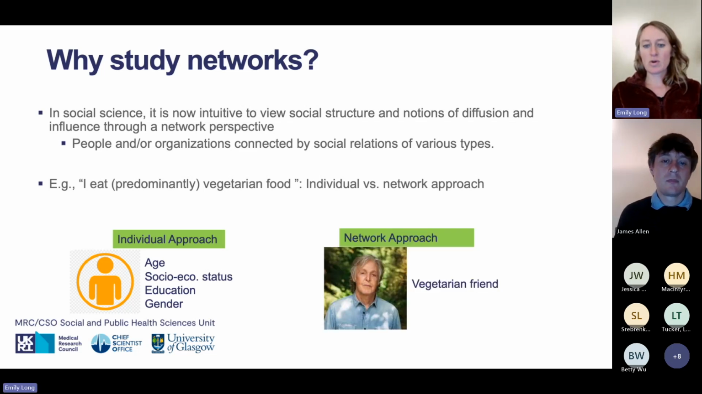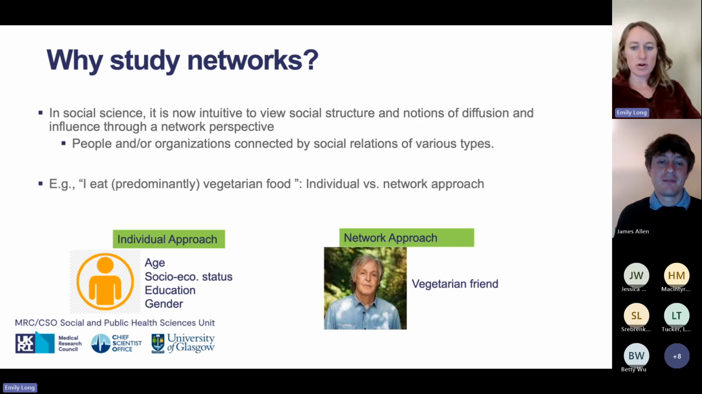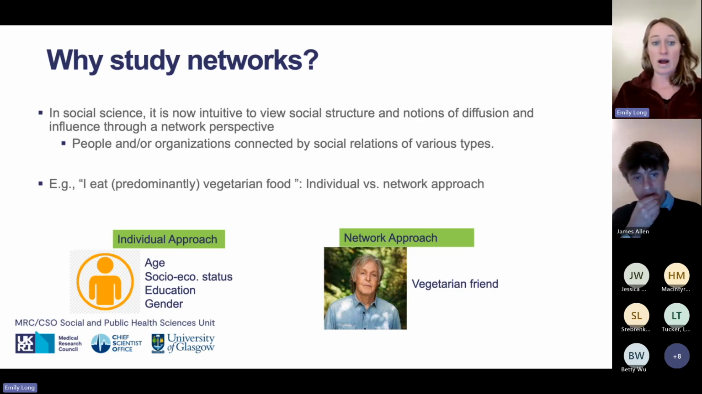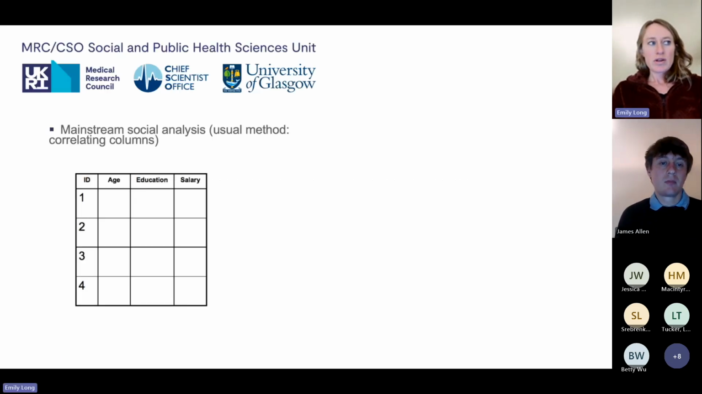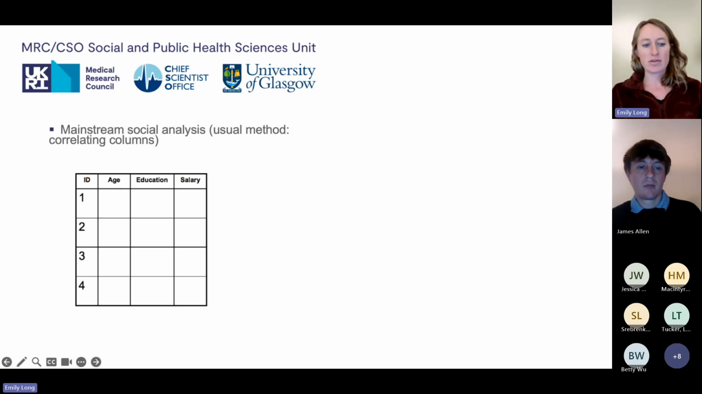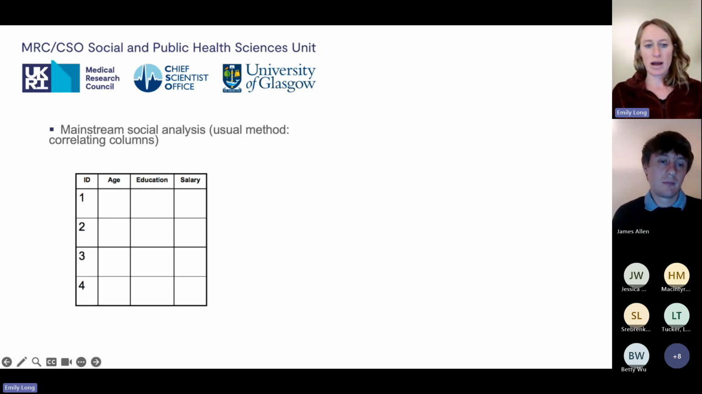But if you are taking a network approach, you would also consider who's in their life. So maybe they have a vegetarian friend, and that is why they're a vegetarian themselves. When you think of traditional survey methods, if you do anything with quantitative data, you're probably very used to data structures that look like this, where you have your study participants in one column, and then you have various attributes. Like we were just discussing from the individual perspective, their age, their education, their salary, things that you would use to predict your outcome.